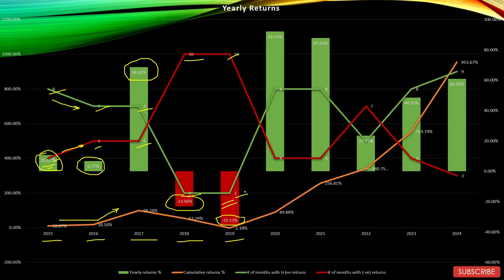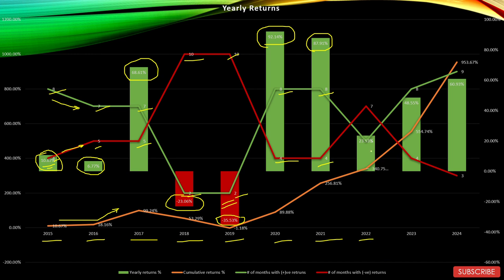But in 2020, the year when COVID hit, the situation turned on its head for this sector, and the sector gave very, very good returns of 92.14% with 8 positive months and 4 negative months. In 2021, the good show continued, and the sector gave returns of 87.91%, astronomically good returns, again with 8 positive months and 4 negative months.